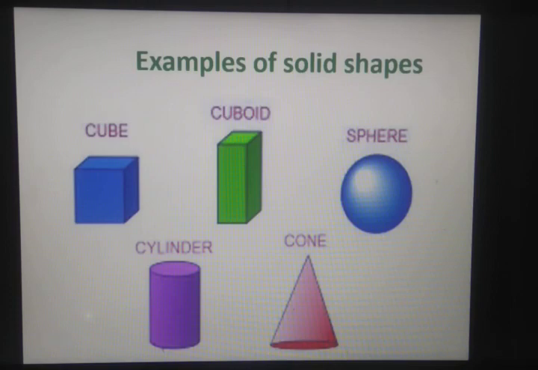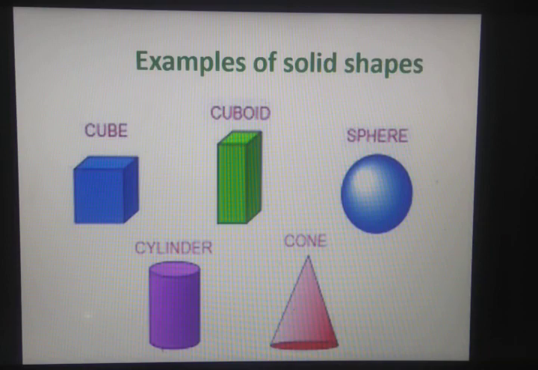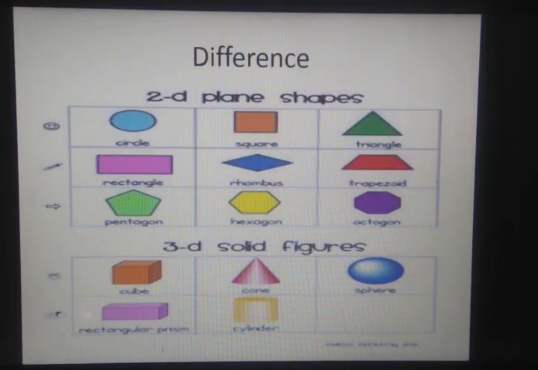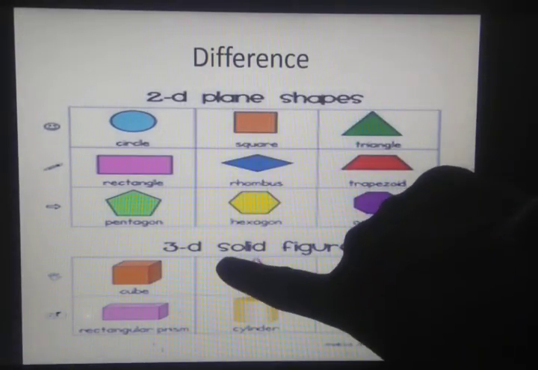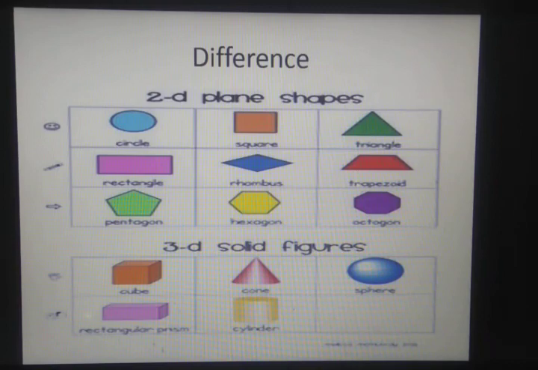Next is cylinder. A pipe is an example of a cylinder. The next shape is cone. A birthday cake, or an ice cream cone, is also an example of a cone shape. Difference between plane shape and solid shape: you can see in the picture, plane shapes are called 2D and solid shapes are called 3D objects.